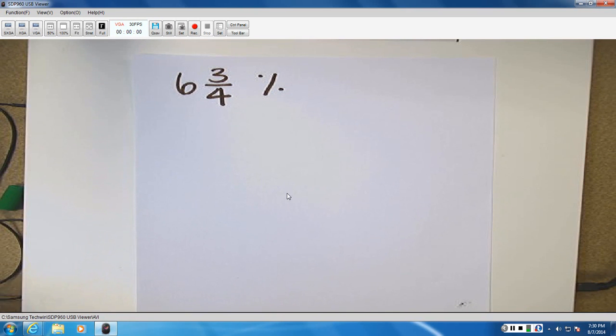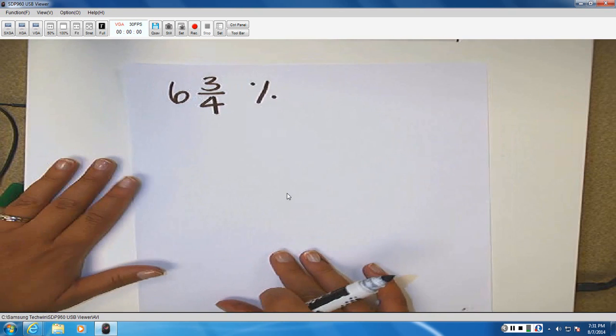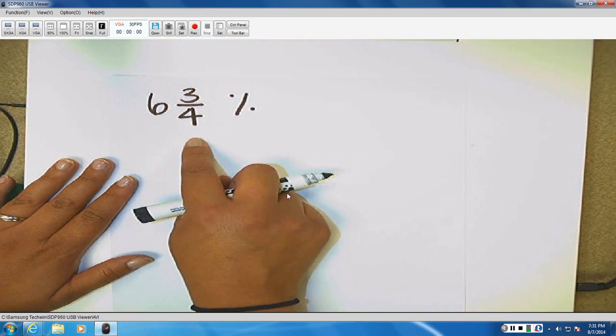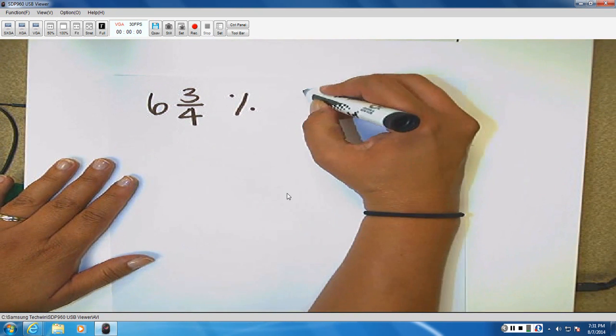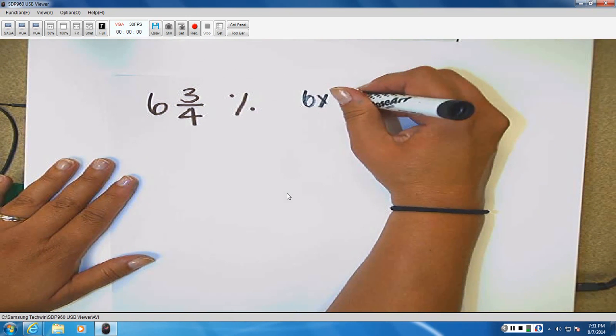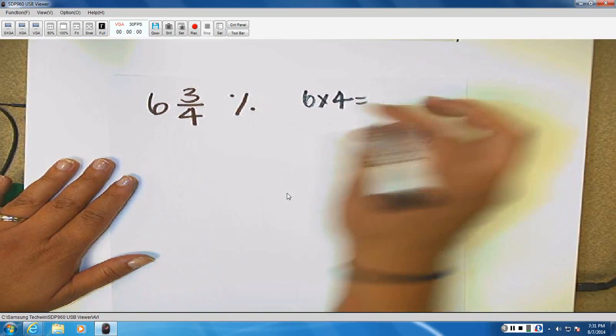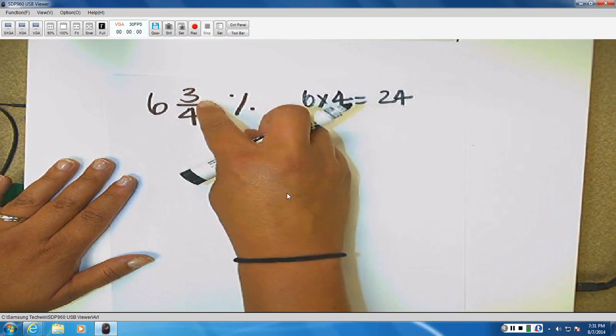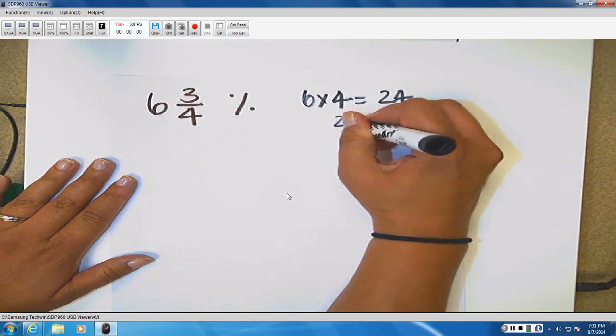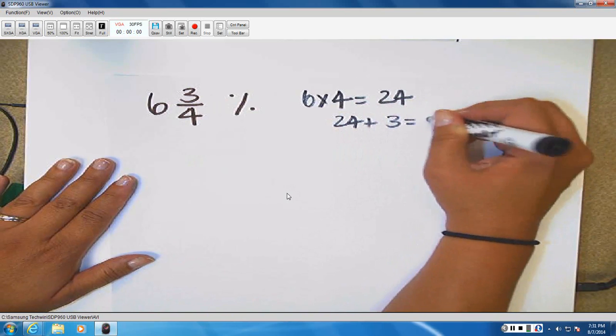So the first one we have here, number 3 on your worksheet, is 6 3/4%. And I want to turn 6 3/4% into a simple decimal. The very first thing I need to do is take this mixed number and turn it into an improper fraction. To do that, I'm going to take my denominator and multiply it by my whole number, and 6 times 4 is 24. And then I'm going to add my numerator. So 24 plus 3 is 27.